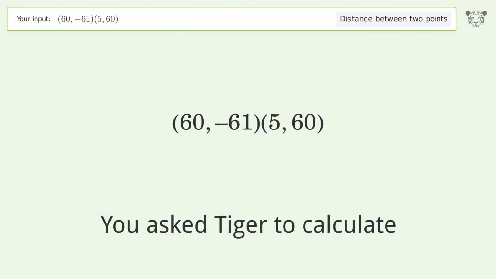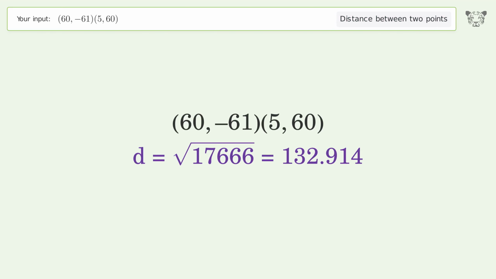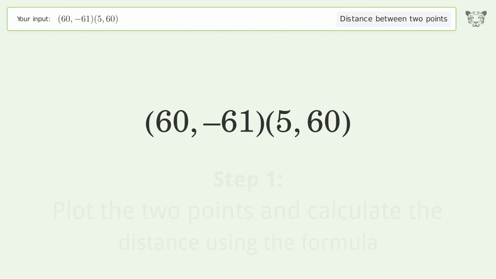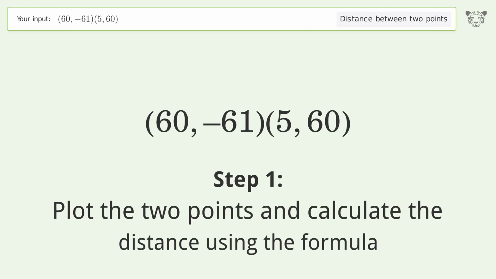You ask Tiger to calculate. This deals with the distance between 2 points. The distance between the 2 points is the square root of 17,666, or 132.914. Let's solve it step by step. Plot the 2 points and calculate the distance using the formula.